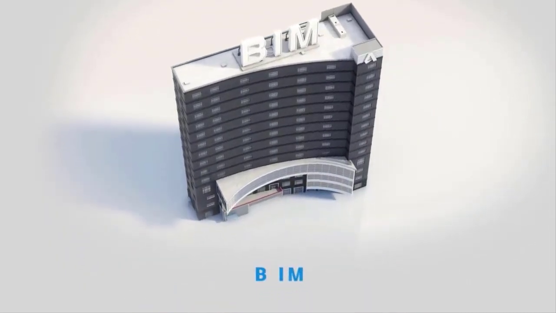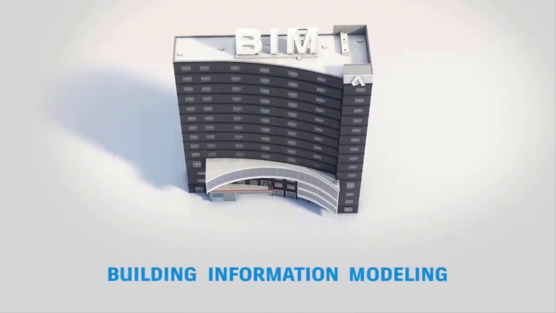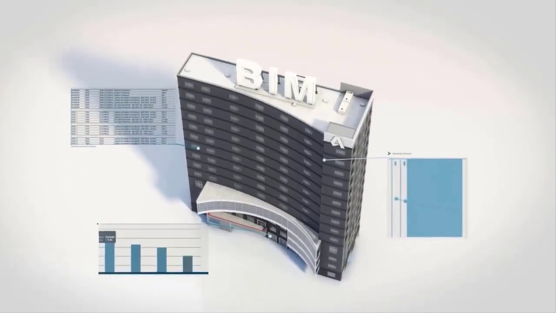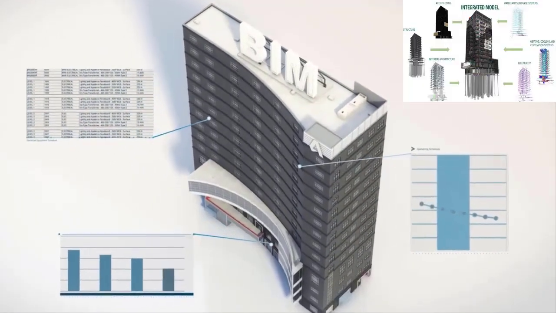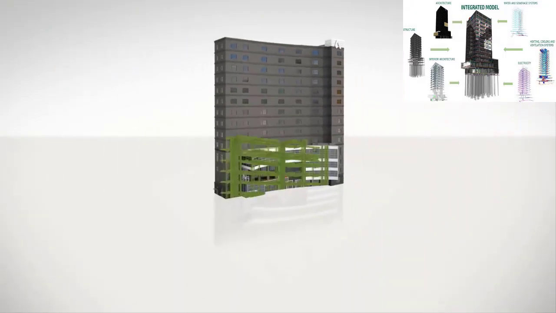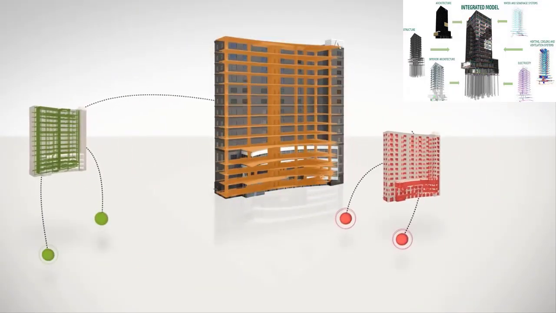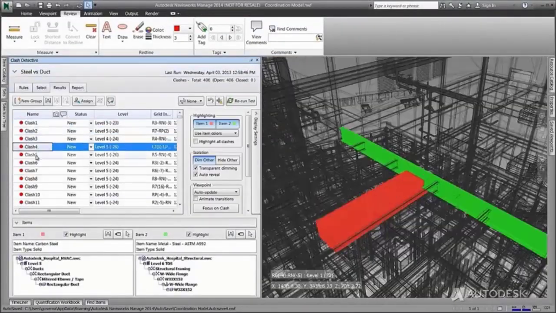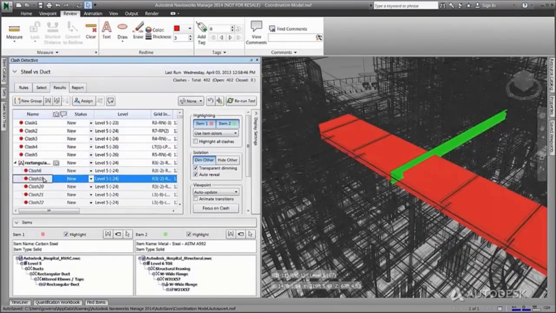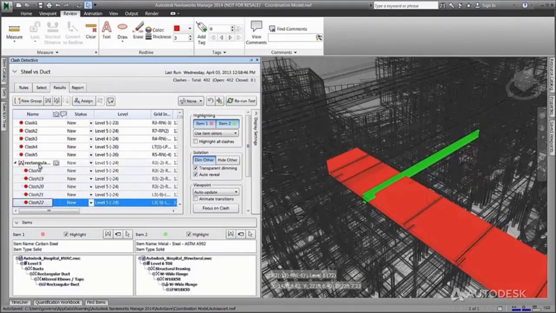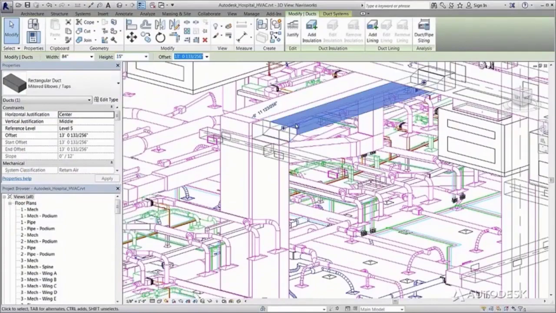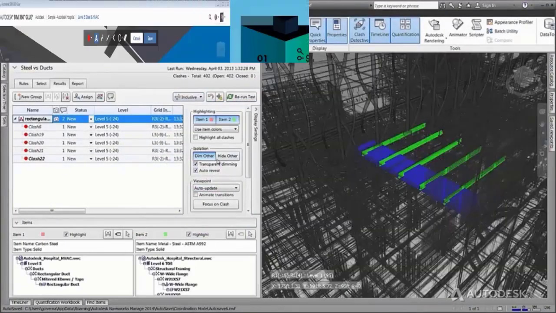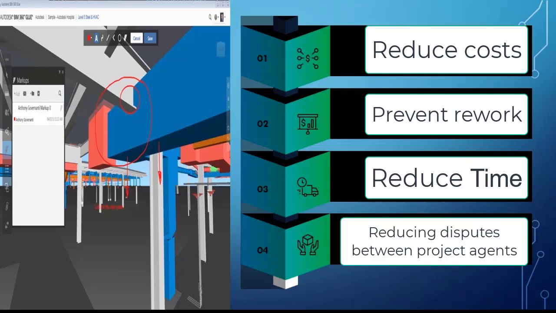Number 2. 3D modeling. In this phase, we model the entire project in 4 different fields of structure, architecture, mechanical, and electrical installations in 3D containing information. This modeling includes various benefits such as examining interferences, which is one of the most important benefits and applications of BIM. This reduces costs, prevents rework, reduces time, and reduces disputes between project agents.